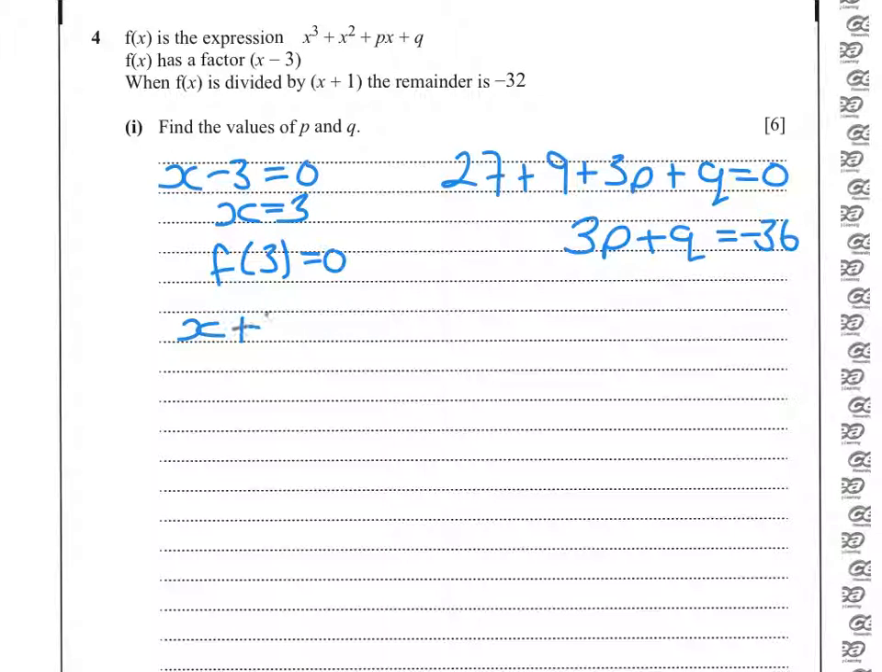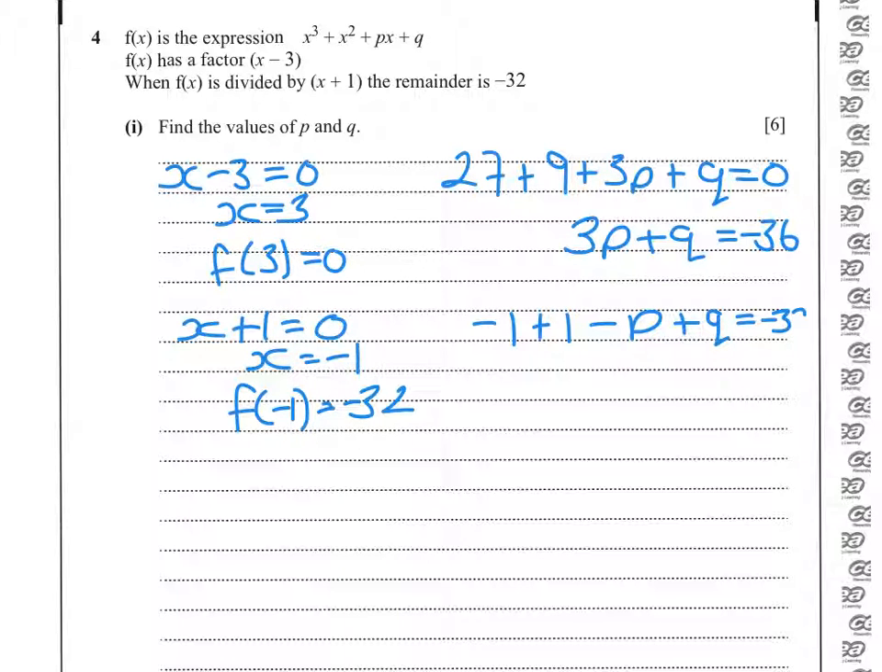Then we have x plus 1 as our divisor, which gives us that x is minus 1, but this time we have a remainder, so f of minus 1 is minus 32. Minus 1 cubed is minus 1, minus 1 squared is plus 1, times p plus q has to equal minus 32. So minus p plus q equals minus 32.